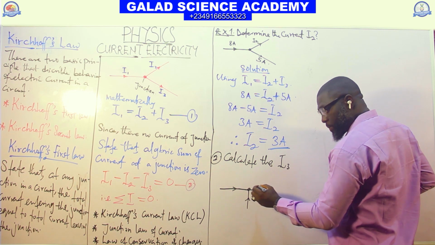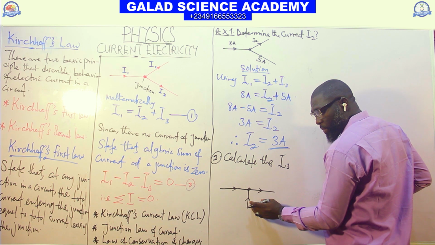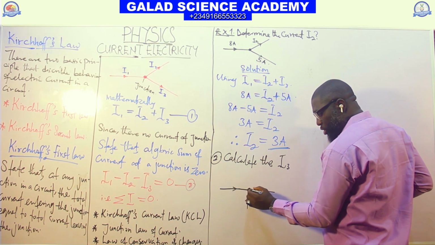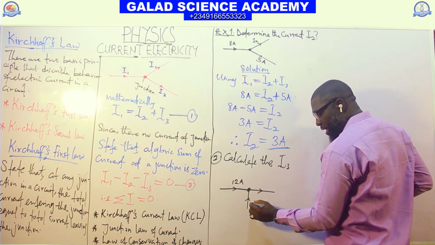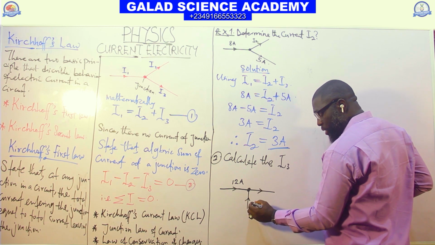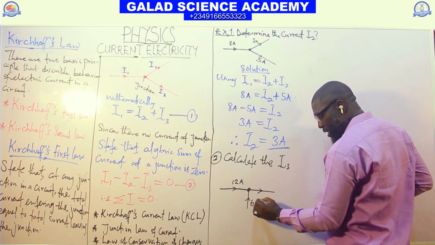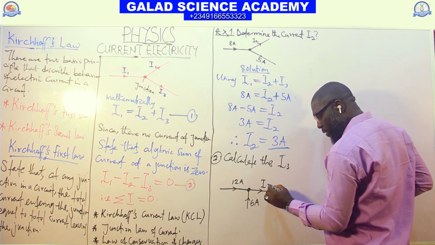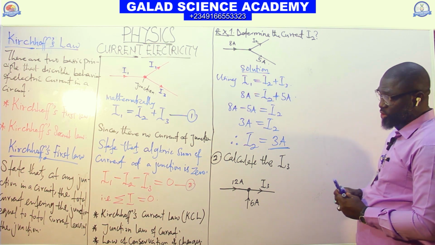And this side, let me assume that this is a junction. Let me put 12 ampere here. Let me call this place 6 ampere. I'll now call this place I3.